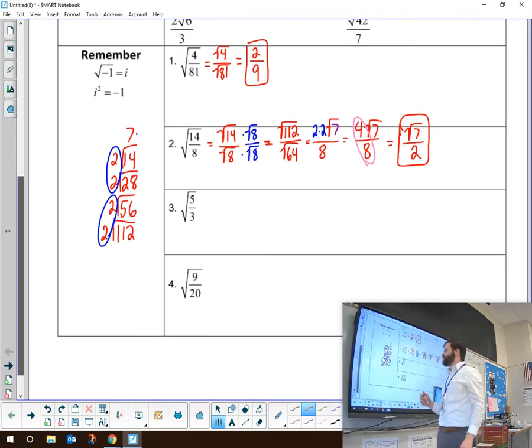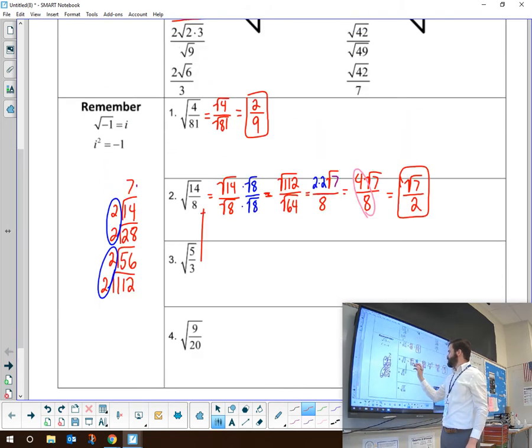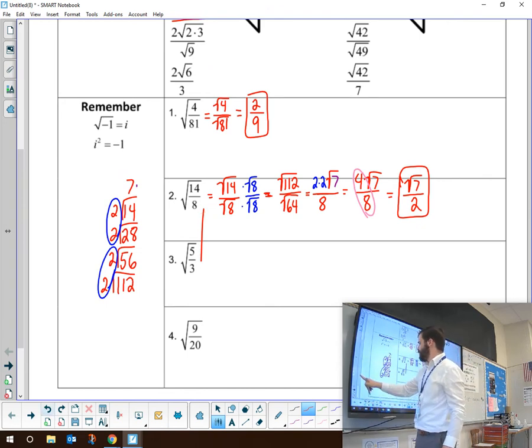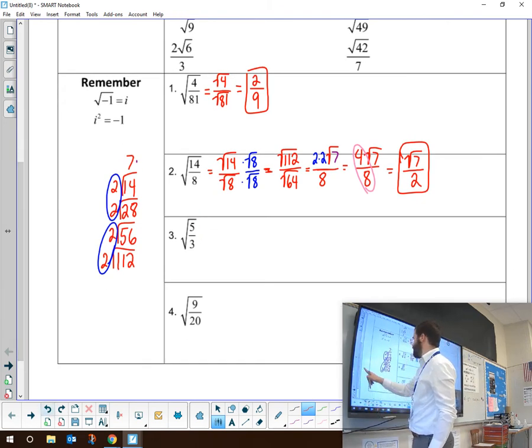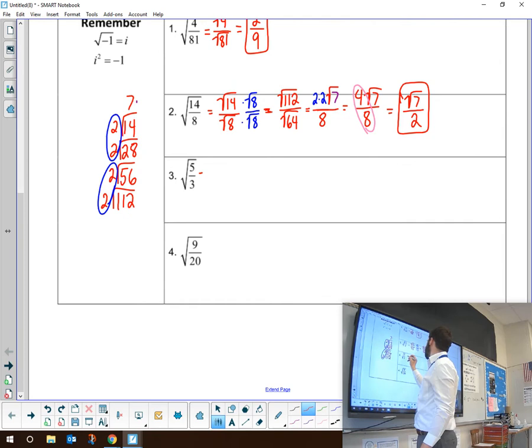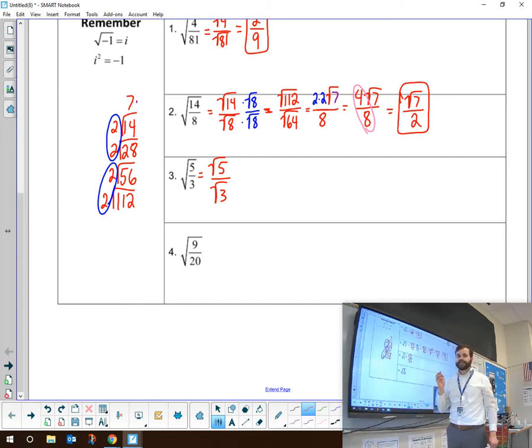Number 3, I have the square root of 5 over 3. Well, that's equal to the square root of 5 over the square root of 3. Okay, so once again, to clear out the square root in the bottom, we're going to multiply by the square root in the bottom. So I'm going to multiply this by the square root of 3, and I'm going to multiply the top by square root of 3.